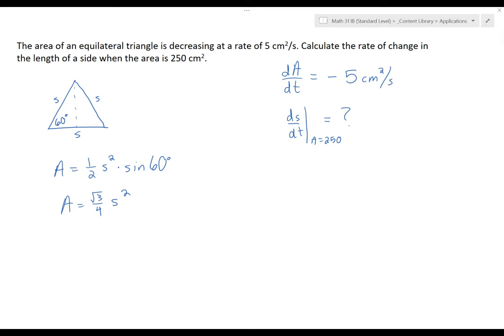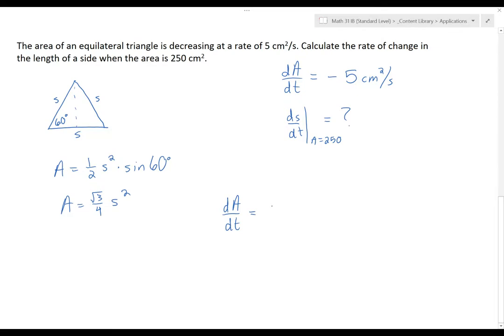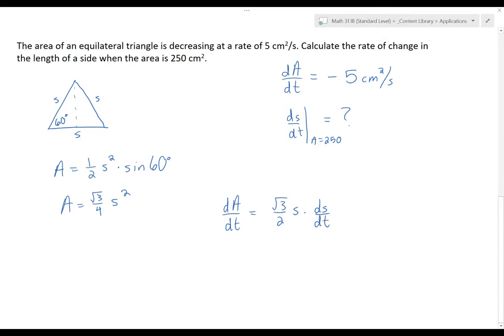So I can derive this formula implicitly with respect to time. So dA/dt equals 2 times root 3 over 4, which is root 3 over 2, s times ds/dt. So now I'm wanting to figure out what is ds/dt when the area is 250. But here's where I have my first problem. I know dA/dt, that's negative 5. I know s, I don't know A.